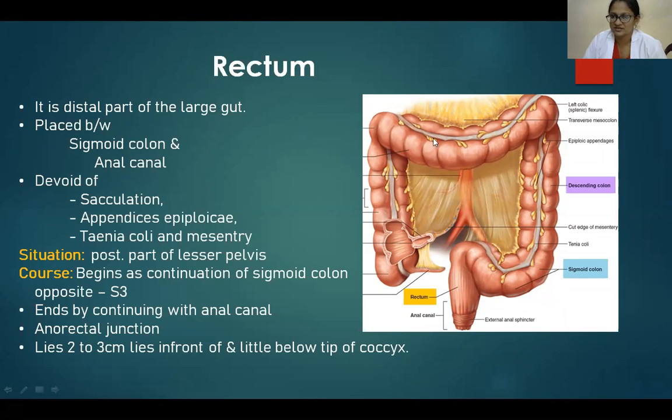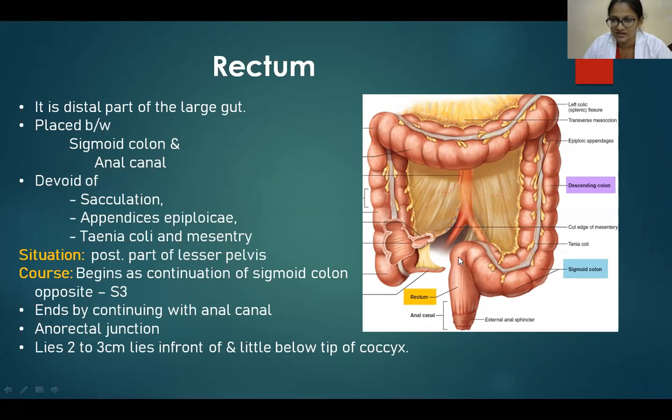What are the parts of the intestine? Ascending colon, transverse colon, descending colon. The descending colon will continue as the sigmoid colon. The sigmoid colon will continue as the rectum and anal canal. Today we are going to discuss this rectum and anal canal. What is the rectum? It is the distal, terminal part of the intestine. Where is it present? It is placed between the sigmoid colon and anal canal.